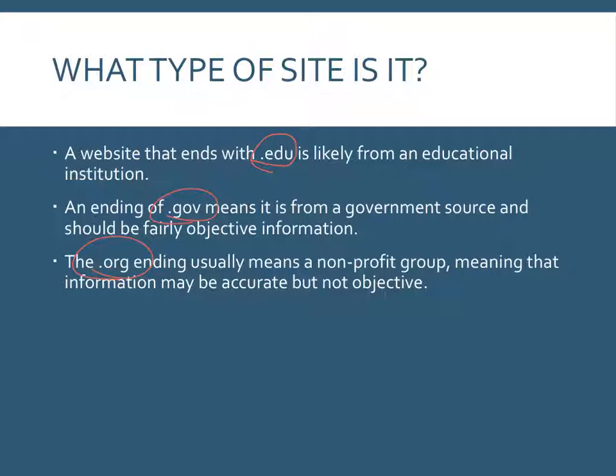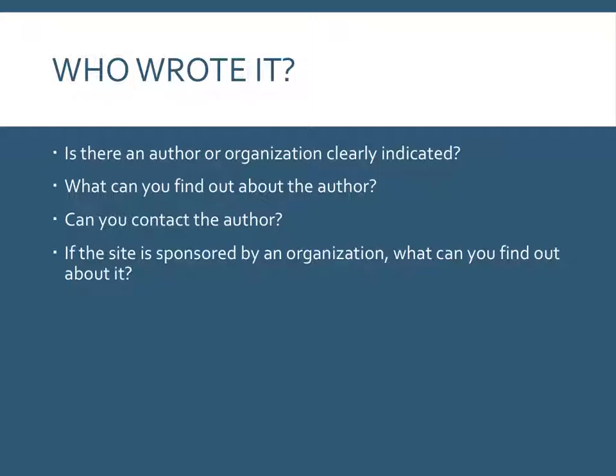So use .org with caution. Really dig into what the purpose of their group is and how they go about getting it. You can also consider who wrote the information. Is there an author or organization clearly indicated? That's always a good thing. And what can you find out about them?